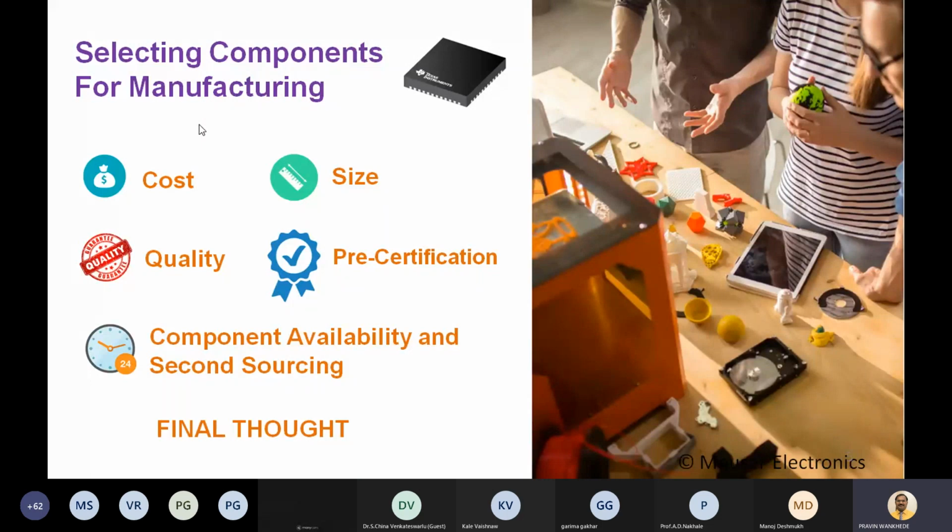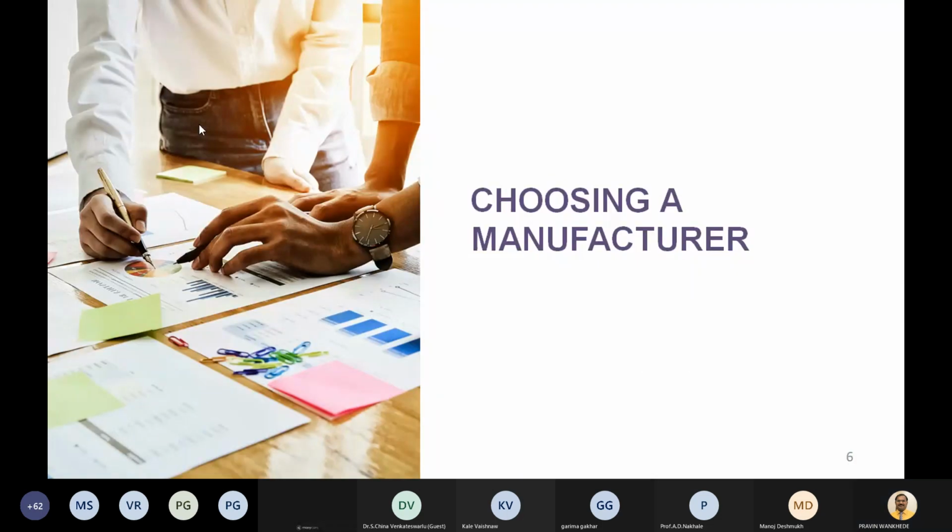So let me think about choosing a manufacturer. This is also one of the most important decisions that we need to make as we prepare our product for volume production.